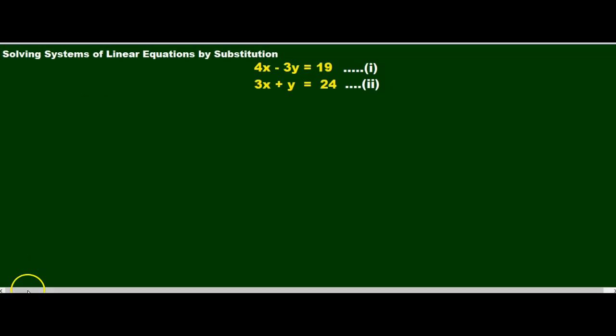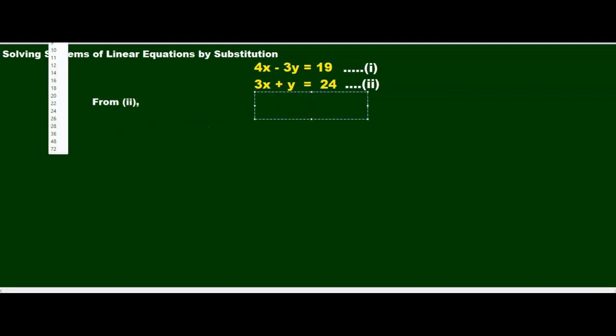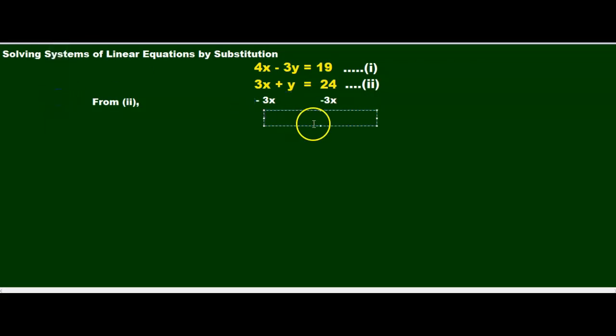Let's try another one. Again, we don't have our equations in the form of y equals something or x equals something. So I have to manipulate one of my equations to make it so. In this case, I'm going to use equation 2 because I have it in terms of a 1y here. So from equation 2, just to show you my method, I'm going to minus 3x on each side. So minus 3x and minus 3x. And that results in y equals 24 minus 3x. I'm going to call that equation 3.